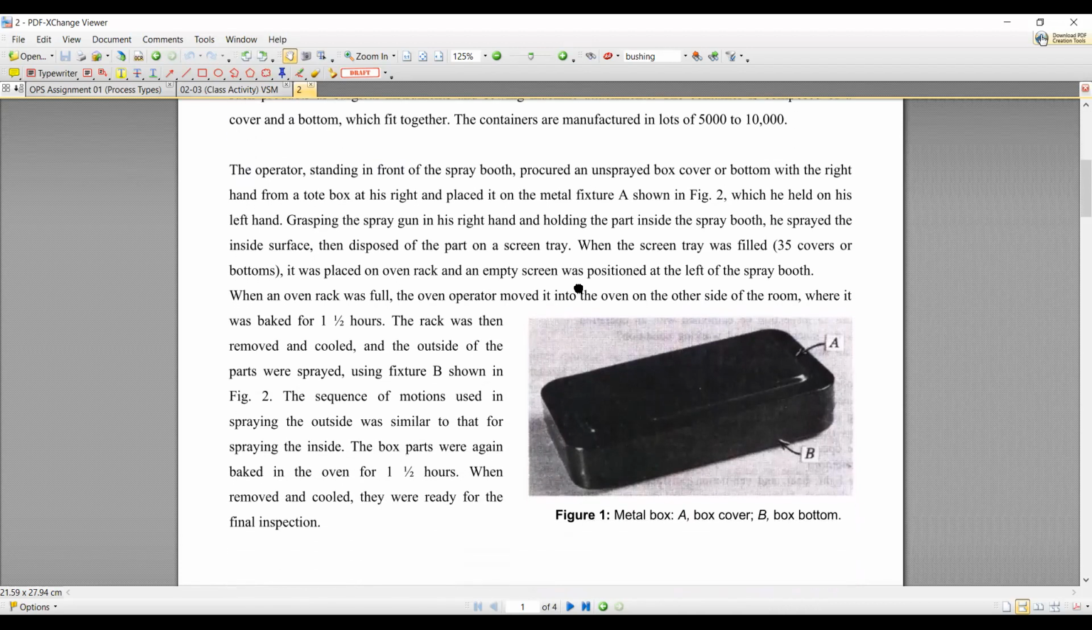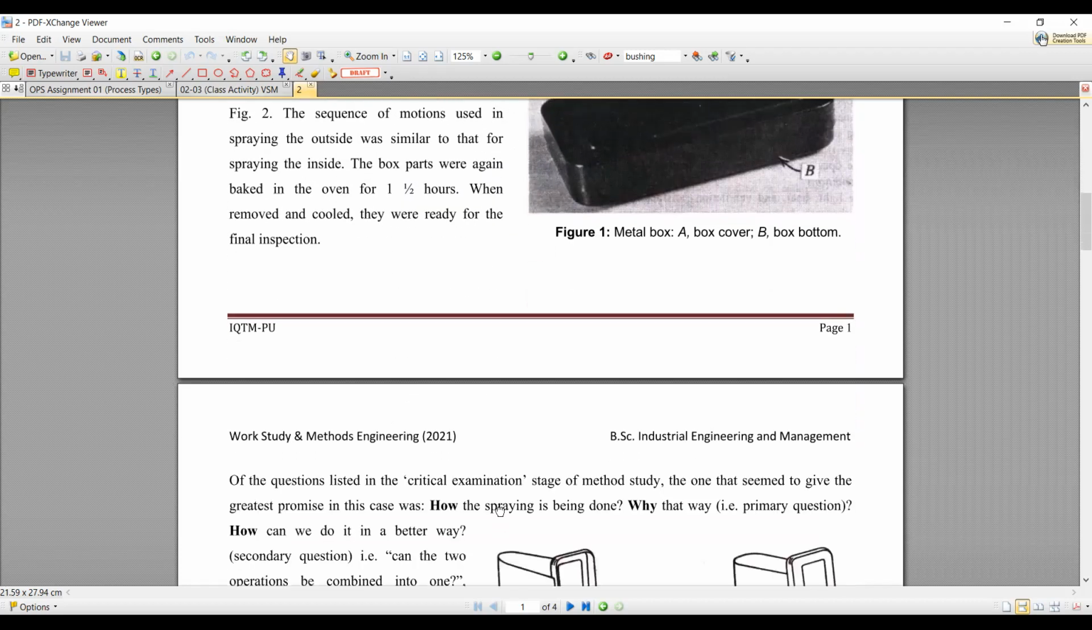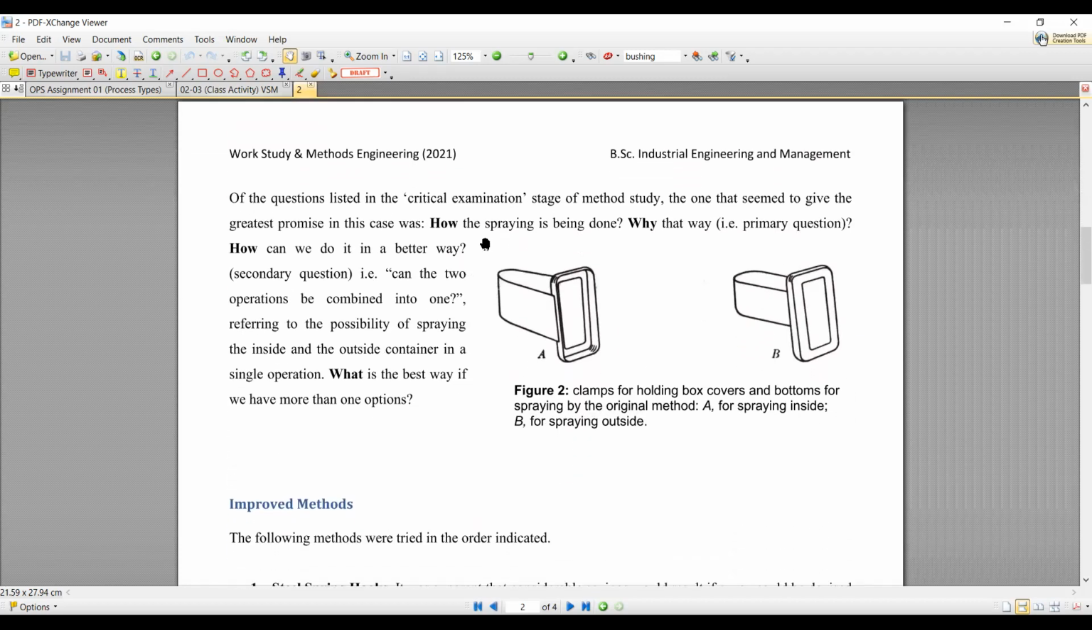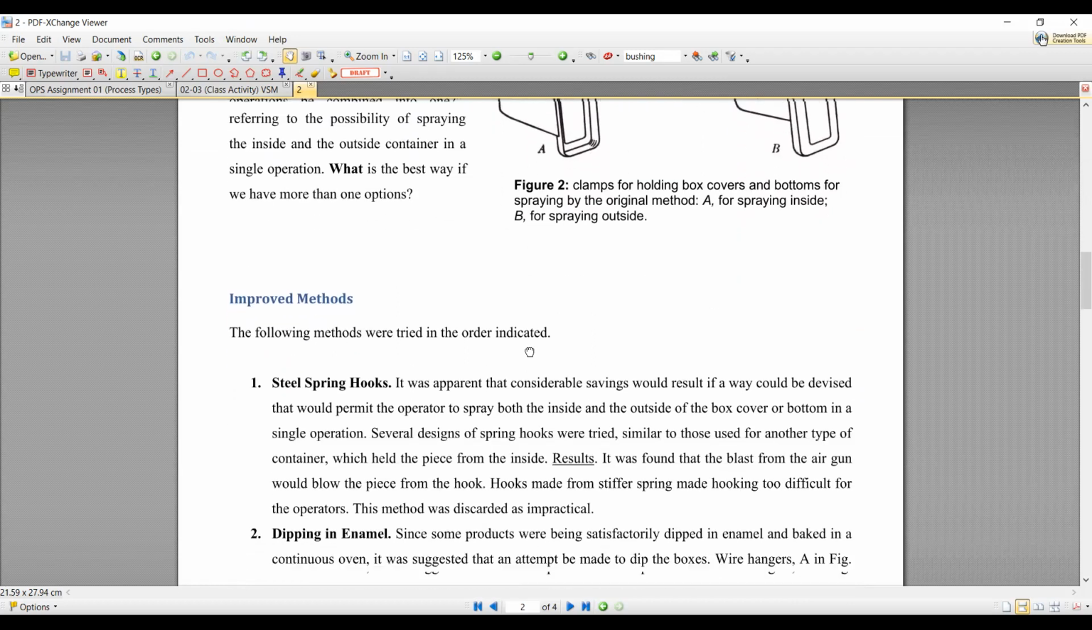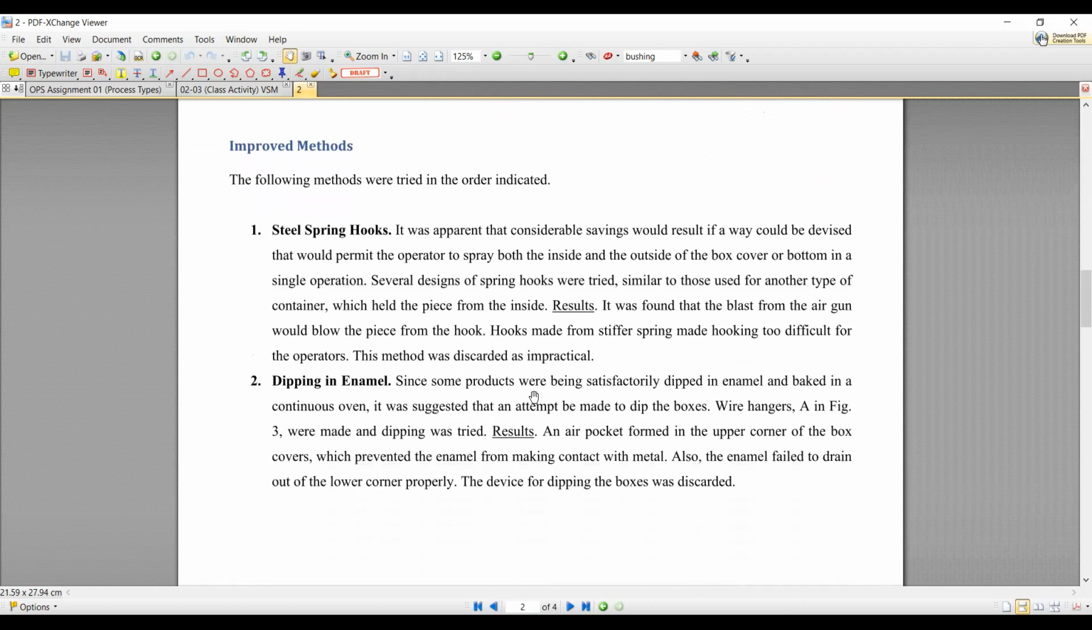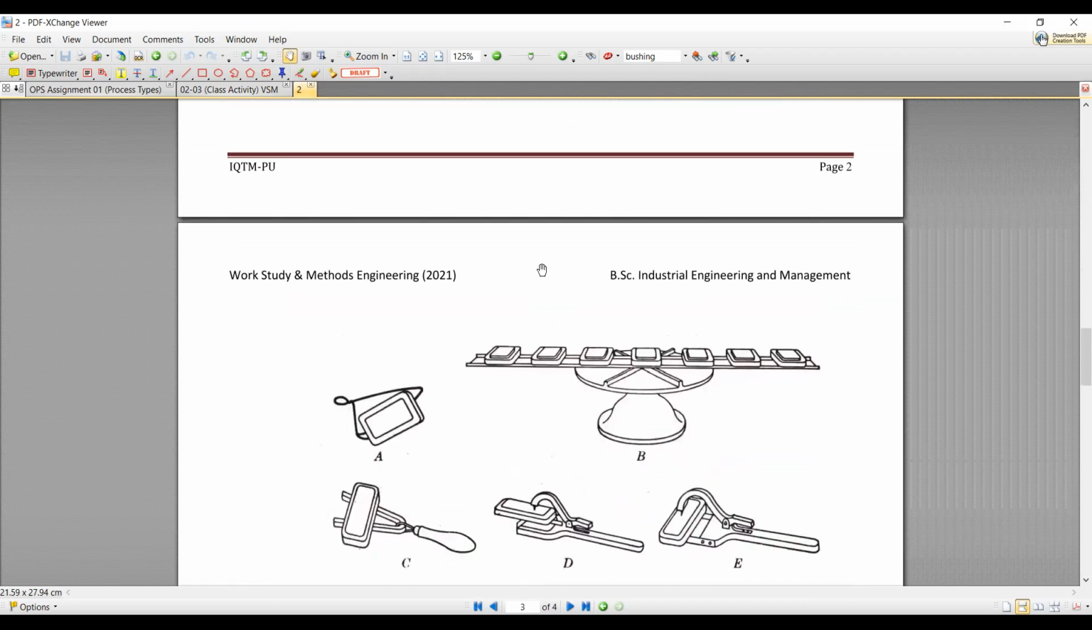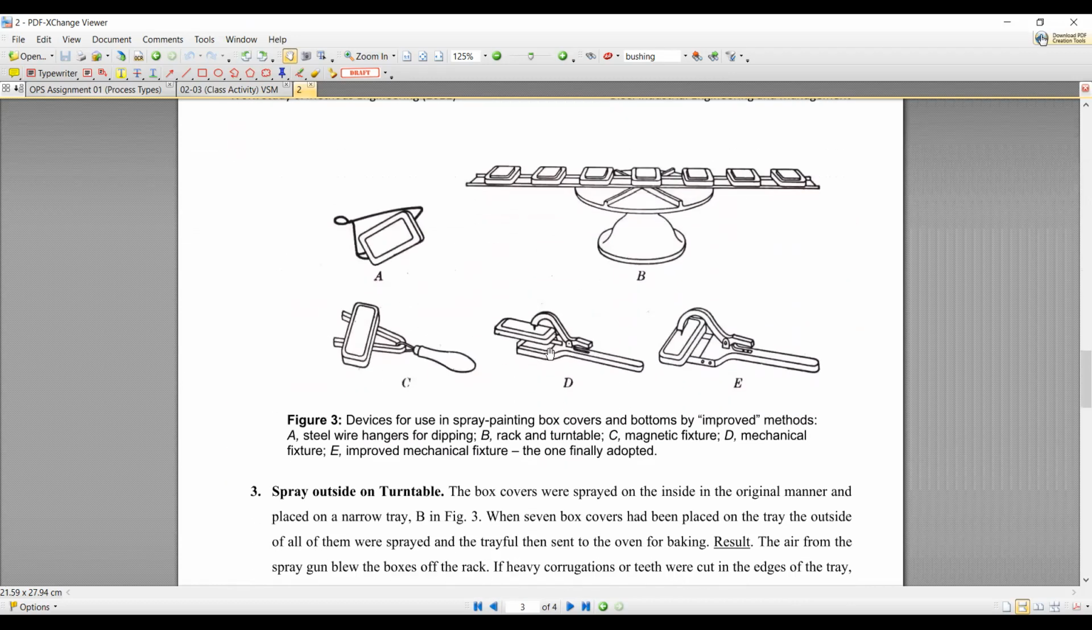So read it thoroughly and we will critically analyze it and discuss it. So we had to spray the inside and outside of the box. We were spraying it in two steps. So we want to reduce the time of spraying. Those who don't have this case study in hard form can just pause the video and read the case, and for the students in the class, we will discuss it once they have read it.